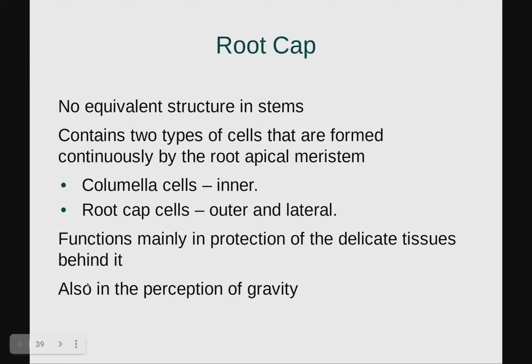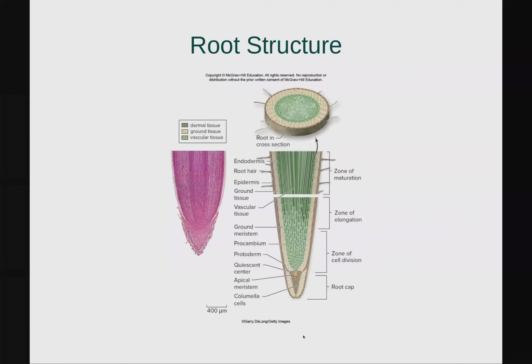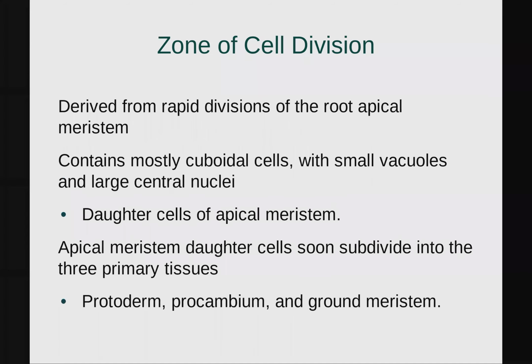The other kind of fun thing root caps do is that they're involved with the perception of gravity, which is kind of a weird thing. We think gravity is this constant thing, but you have to be able to perceive it in some shape or form, and the root caps help them do that. And just to show you the root cap again, we have the apical meristem here, the columella cells, the root caps, and the outer cells here. So this is our root cap down at the bottom.